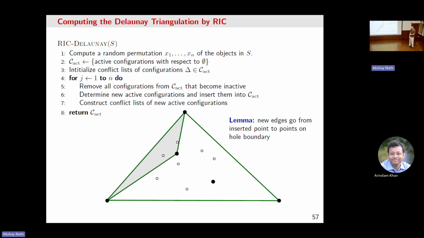The new edges always go from the most recent point. We've removed some of the triangles, which creates a hole in the triangulation, and you always add edges from that new point to the vertices of the hole. Is it clear to everybody why it can never be that I get a new edge for which the new point is not one of its endpoints?